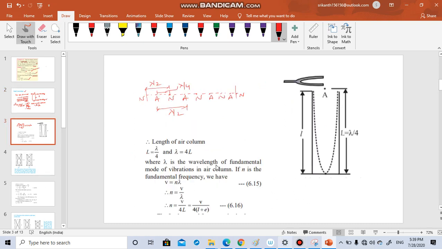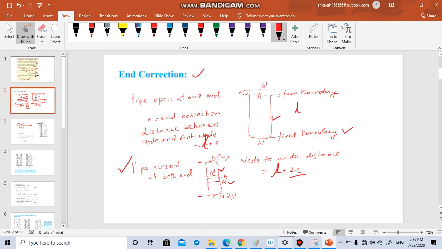See, when you are calculating, in the yesterday class I told that we can calculate the frequency. In that frequency formula, then one capital L is there. So that L we are talking about. So you have to see whether the pipe is open at one end or closed at both ends or open at both ends.